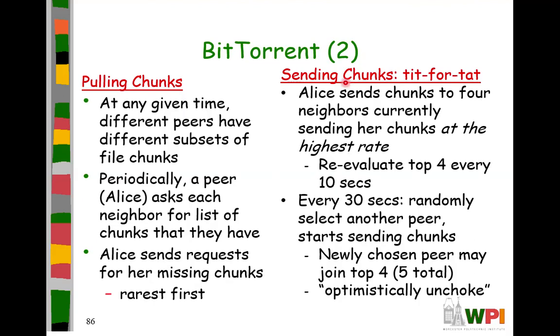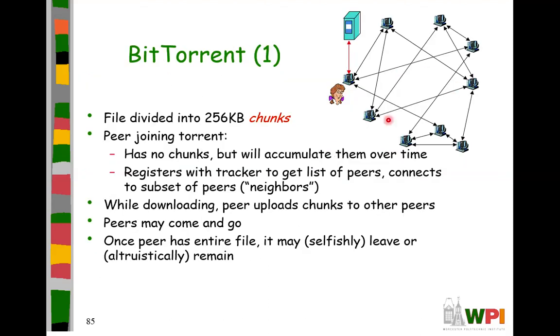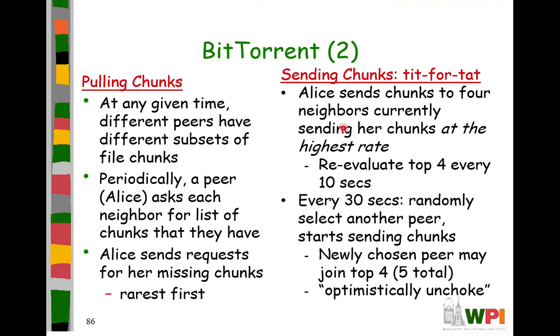Similarly, a peer can also share its own files with others. So she sends chunks to the 4 neighbors currently sending her chunks at the highest rates. You can see that she may have 50 neighbors, but she only uploads to 4. As she can download the file, she can also upload the file. She can share the file with others. So she shares a file with 4 peers, with those peers who are also sending the file to her.